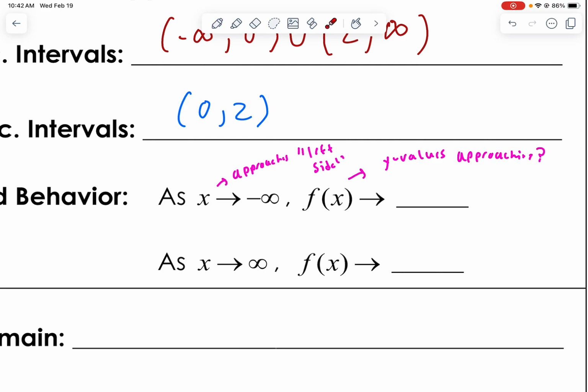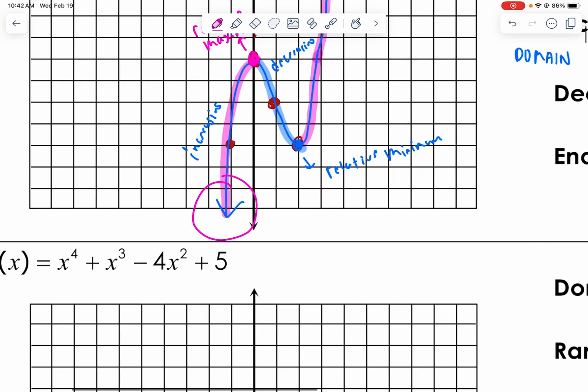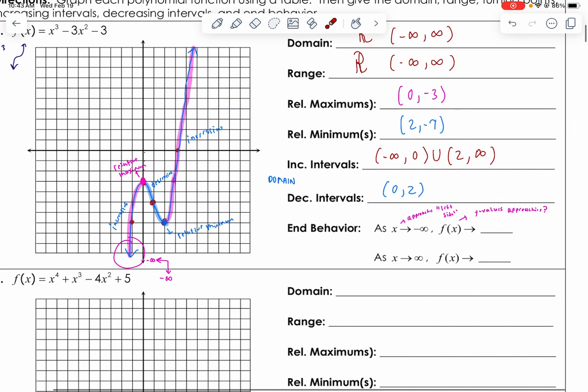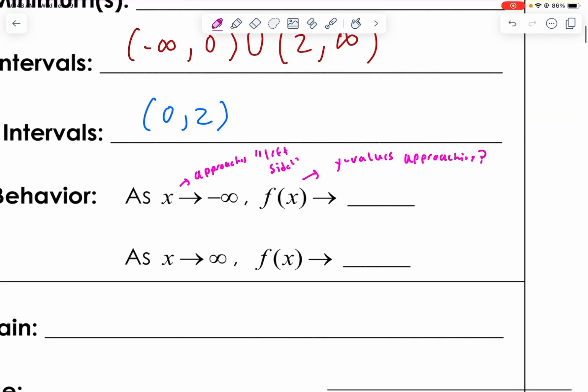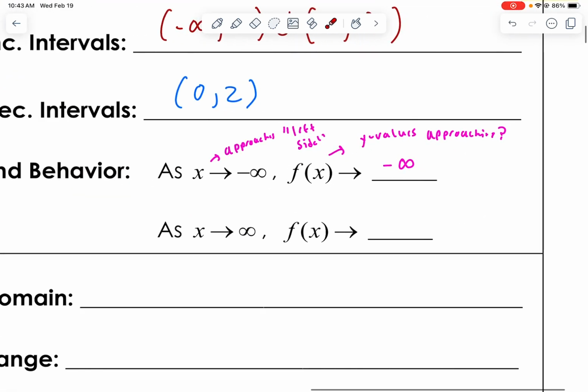What are they approaching? So as you go towards the left-hand side, we're going down and to the left. Our x values are approaching negative infinity, and our y values are also approaching negative infinity. So here, as x approaches negative infinity, our y values are approaching negative infinity.